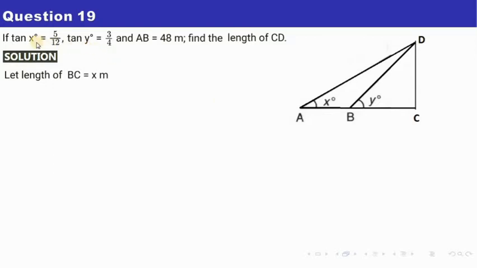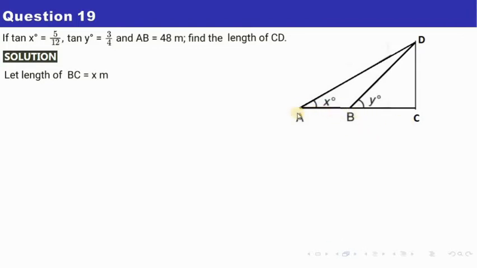If tan x degree is 5 by 12, tan y degree is 3 by 4, and AB is 48, find the length of CD. So you need to find CD. I'm taking this BC to be x meter. Remember that. BC is x, and AB is given to be 48. So this is 48 and this is x.